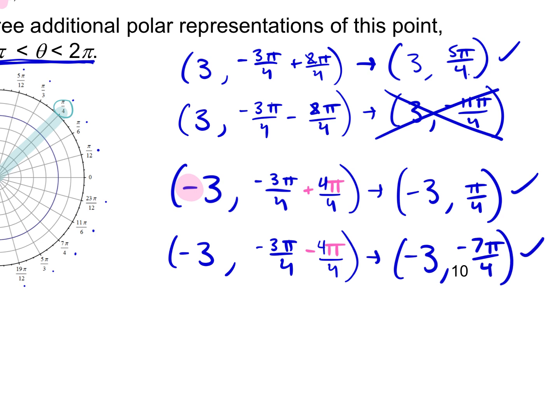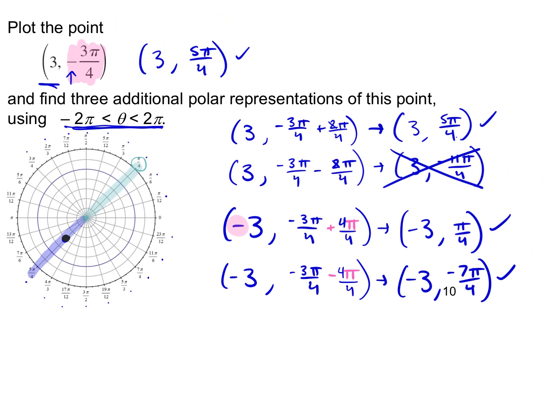So you can just double check if you want to. Go to your graph, go to negative 7 pi over 4. So we'd have to go clockwise starting down. And then we would go away from the angle to negative 3. And it would end up in the same spot. So these are 3 additional polar representations. Any questions here?